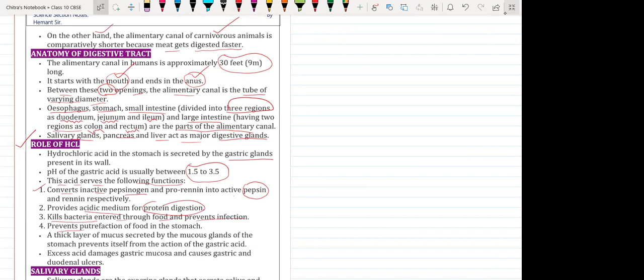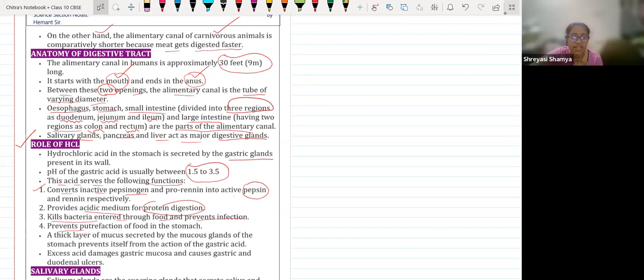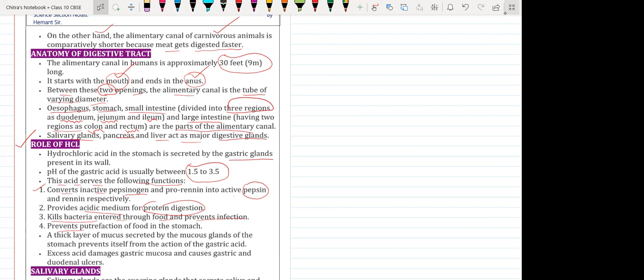It also prevents putrefaction of the food in the stomach. Food may be oxidized in the stomach and convert into toxic substances, so the acid prevents that. So it decreases food poisoning also.